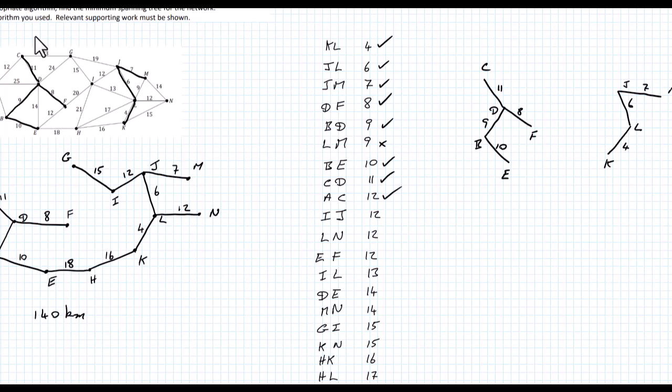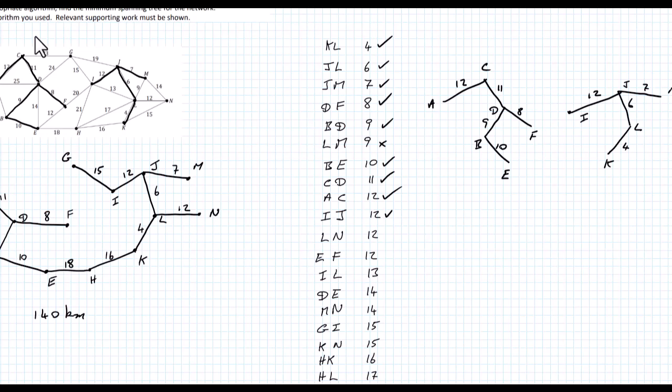A to C is the next one. A to C is this one here. Let's put that one in, A to C, and that is 12. Okay, so A to C. I to J is the next one. Let's have a look at that one. I to J is this one here. So I will be around here somewhere, and we're going up to J, and that is 12. This is I here.